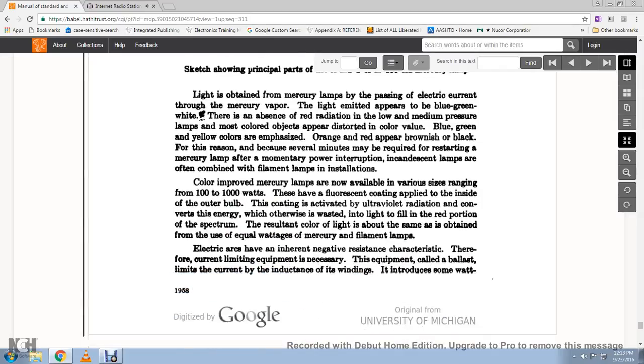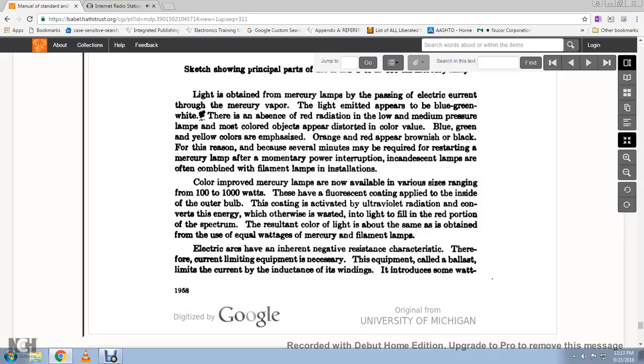Light is obtained with mercury lamps by passing electrical current through the mercury vapor. The emitted light appears blue, green, and white. In the absence of red radiation, the medium pressure lamps cause colored objects to appear with distorted color values. Blue, green, and yellow colors are emphasized.